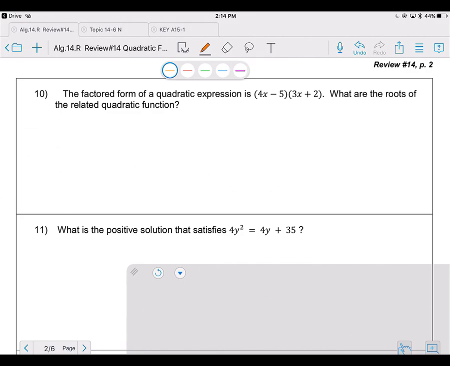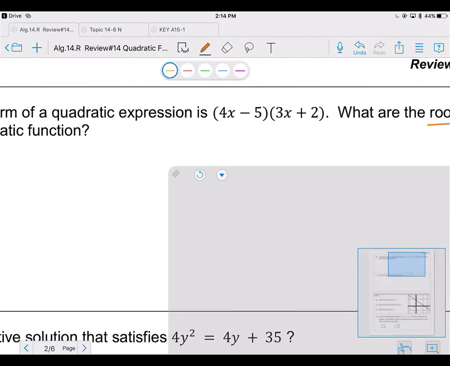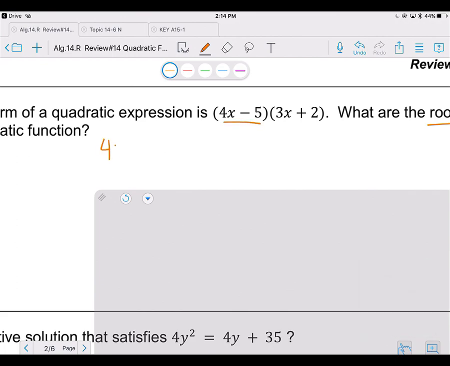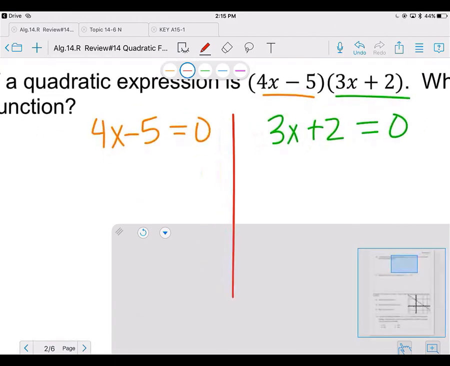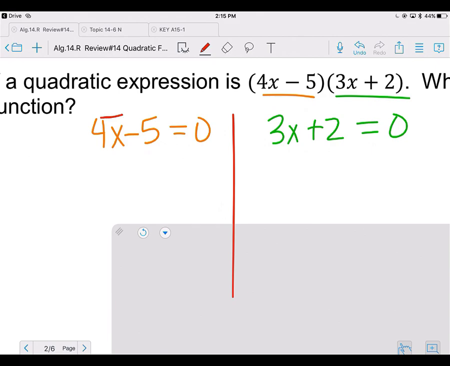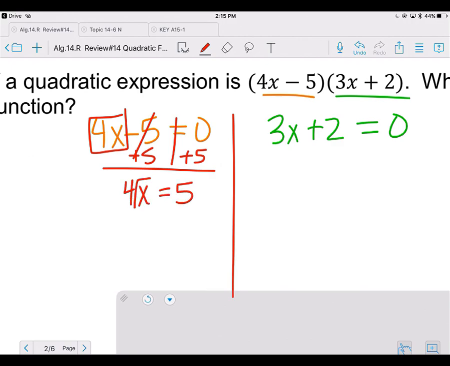Problem 10 gives me a factored form and asks for the roots or the solutions or the x-intercepts or the zeros of the related function. Because this is already factored, they've taken work out for us, and all I have to do is take each factor, set it equal to 0, and solve. Remember, these are two different factors, so you solve them separately. So I'm solving for x here. I add 5 to both sides. So 4x = 5. Divide by 4. And x = 5/4.